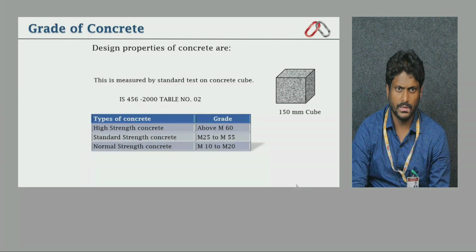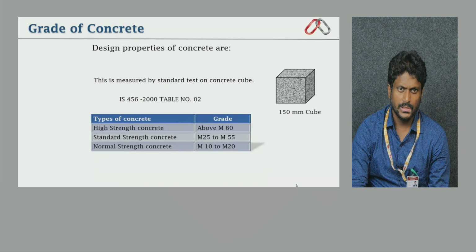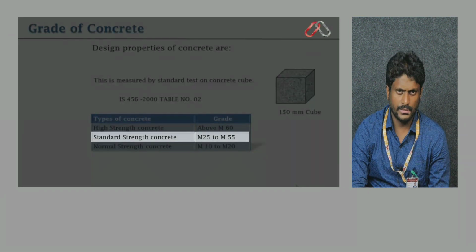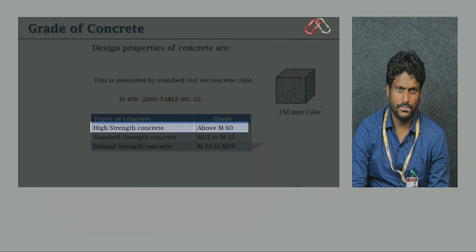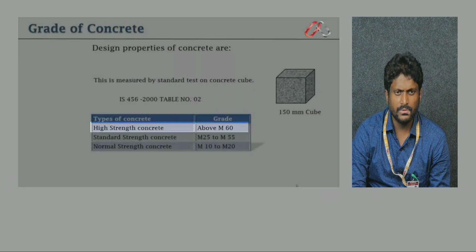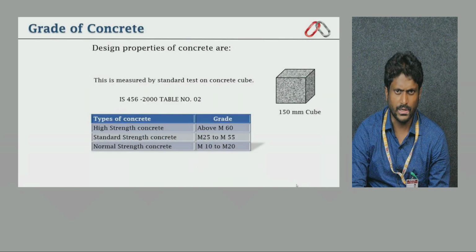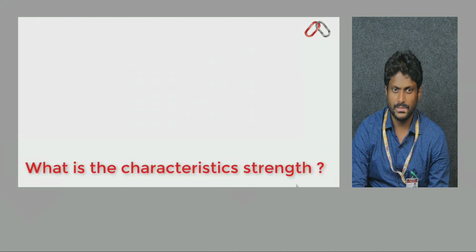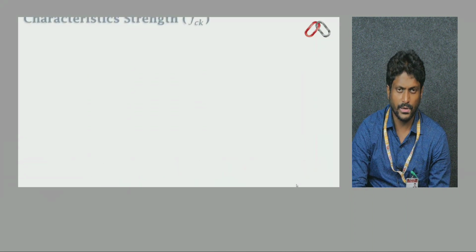So types of concrete: high strength concrete above M60, standard concrete from M25 to M55, and normal strength concrete M10 to M20. So this is of course given in the code book. Based on this we will prefer which grade of concrete we require. For suppose there are very light works, we may recommend the normal strength of concrete. But what is the characteristic strength? That is the main point here.